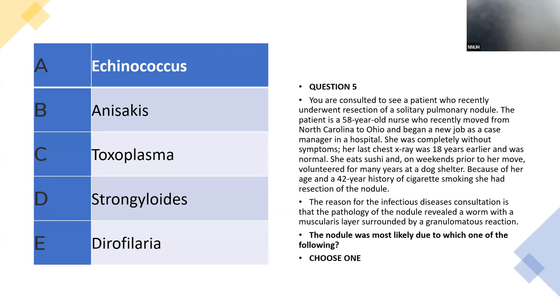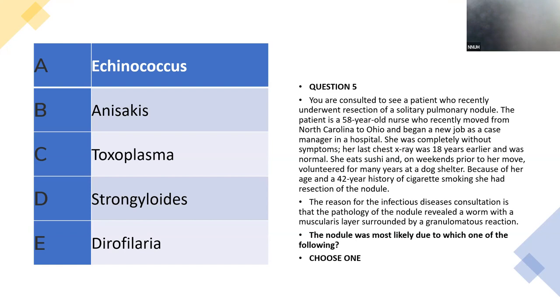Question 5. You are consulted to see a patient who recently underwent resection of a solitary pulmonary nodule. The patient is a 58-year-old nurse who recently moved from North Carolina to Ohio and began a new job as a case manager in a hospital. She was completely without symptoms. Her last chest x-ray was 18 years earlier and was normal. She eats sushi and on weekends prior to her move, volunteered for many years at a dog shelter. Because of her age and a 42-year history of cigarette smoking, she had a resection of the nodule.